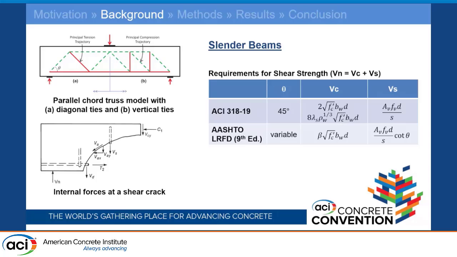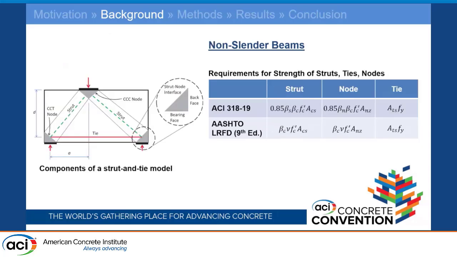Another thing to point out: in ACI, the angle of the strut is taken as a constant value of 45 degrees, and AASHTO, because it's based on the modified compression field theory, uses a variable strut angle based on the strain in your bottom chord. For the mechanism of shear transfer in a non-slender or deep beam, the load is carried from the point of application directly to the support, and the capacity of your beam would be a function of the capacity of the struts, the nodes, and the ties in this tied arch that I have right here, where we're just looking at the stress times the area of each one of those elements times some efficiency factors.